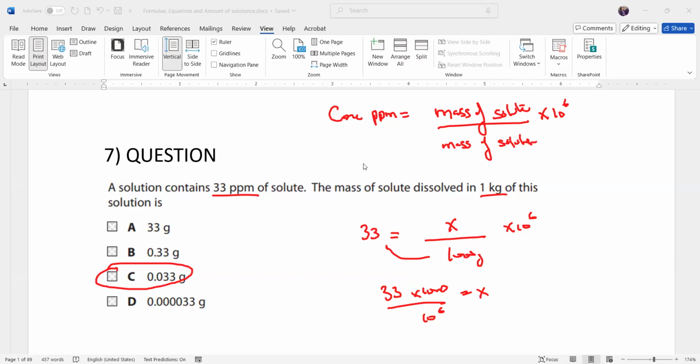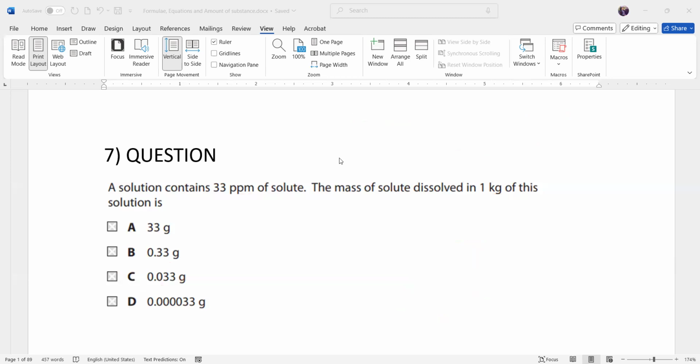Is it clear, this one? So this is the formula for concentration in parts per million, or ppm.